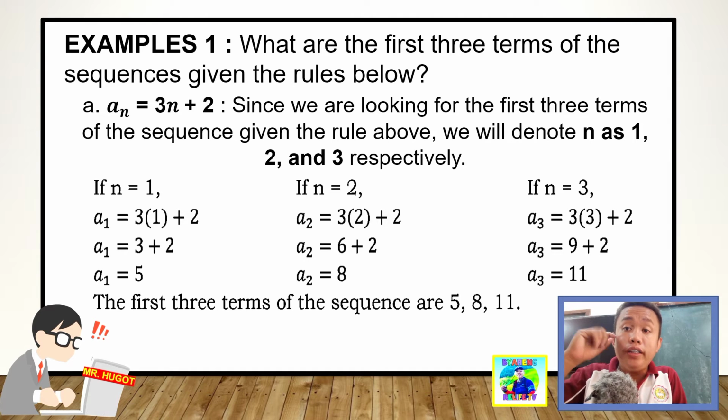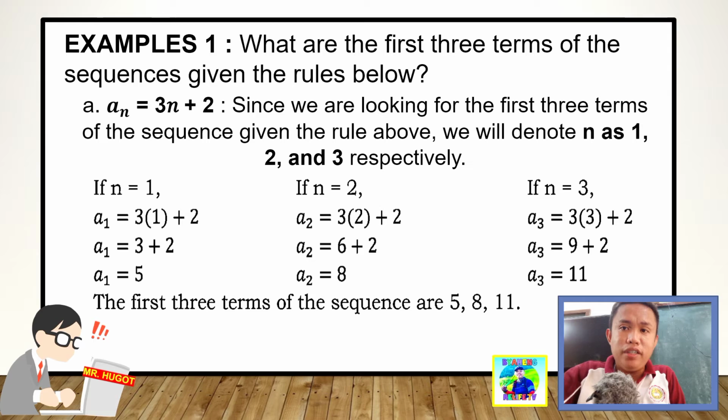Now, let's look for the second term. Same thing. 3 times 2, 6 plus 2, 8. Napakasimple nun guys. Ibig sabihin, we substitute them and after that we solve. For the third term, 3 times 3, 9 plus 2.